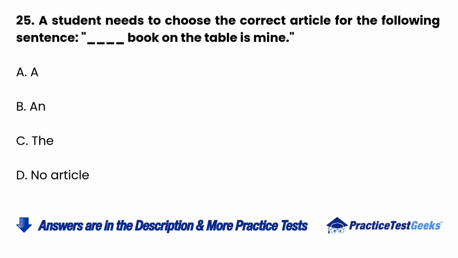25. A student needs to choose the correct article for the following sentence. Blank, book on the table is mine. A. A. B. An. C. The. D. No article.